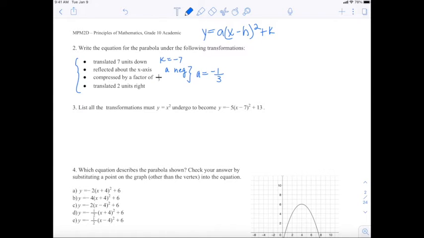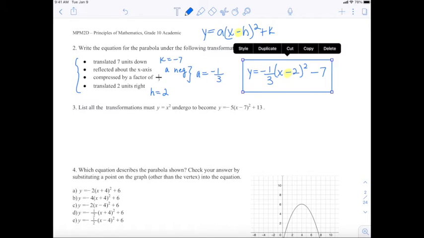If it's translated 2 units to the right, well, I know my h value, because it's right, it's positive, h is going to be 2. So I get -7 x minus 2 squared. Remember, h is positive, but the sign between x and h is a subtraction. Sorry, this should be -1/3. Okay, -7. So if I were to graph this function, it would have these parameters.